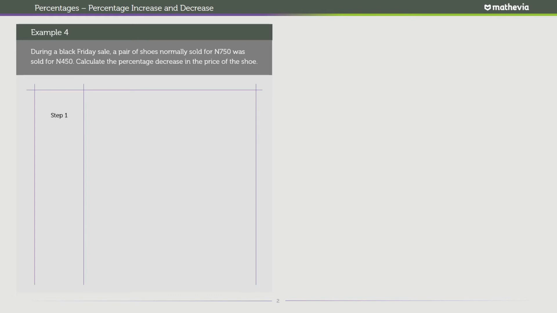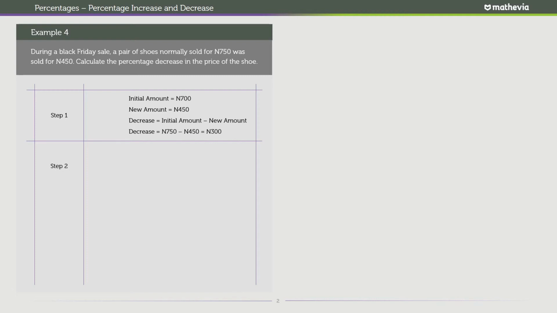So the first thing we want to do is find the actual decrease. The initial amount is 750, the new amount is 450. If we subtract the new amount from the initial amount, we know how much the amount changed. Basically we have 750 minus 450, which gives us 300.